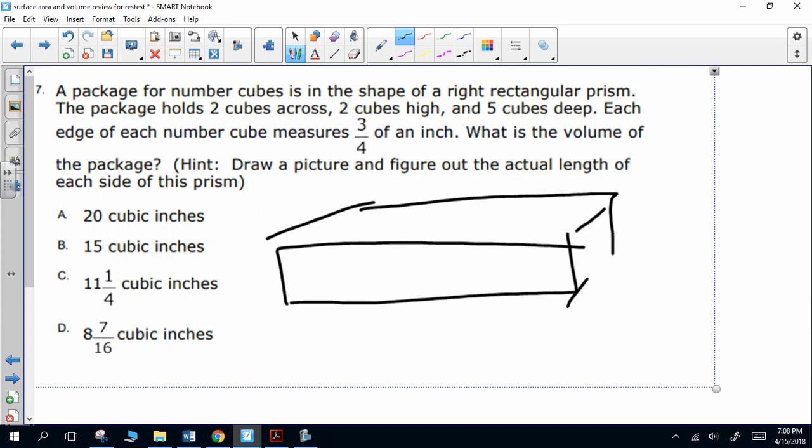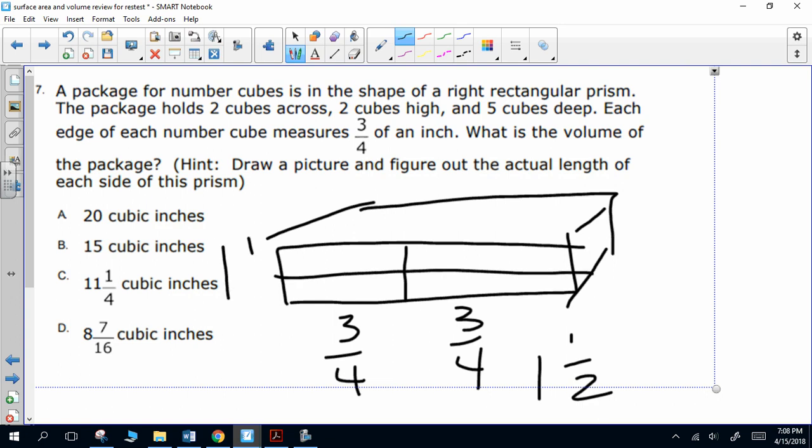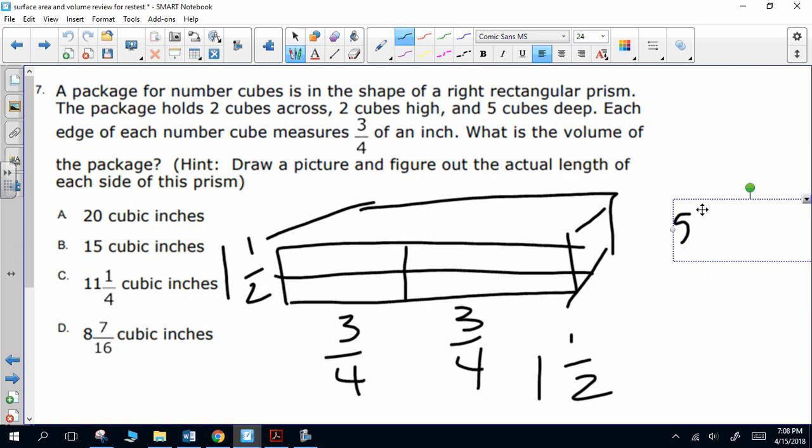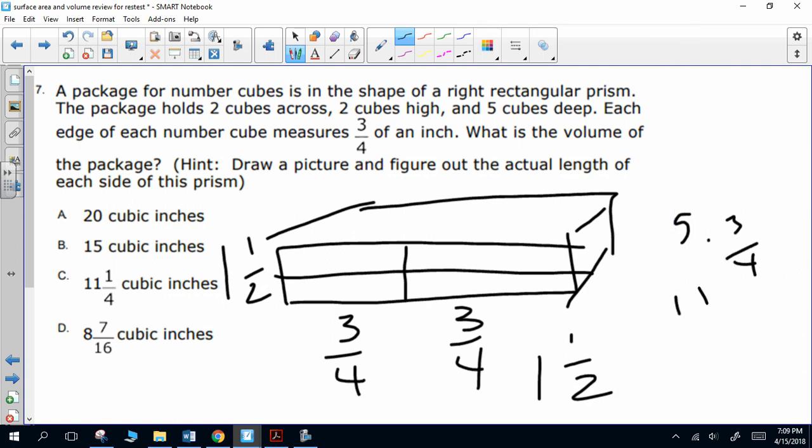Okay. All right. So if it's 2 cubes across, and each cube is 3/4 of an inch, that means that this side is 1 1/2 inches. And then it's 2 cubes high. So that's also 1 1/2 inches. And then it's 5 cubes deep. So 5 times 3/4 is 15/4.